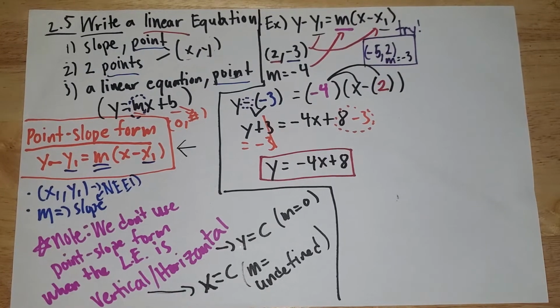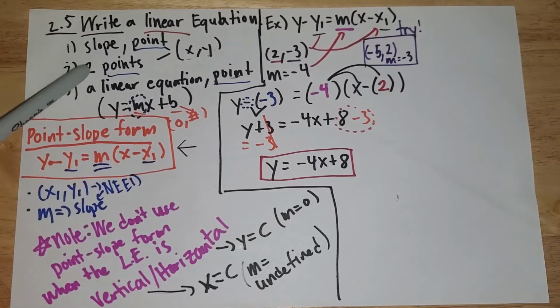And then make sure you write your answer in slope-intercept form. Again, if you want to try it. If not, it's alright. You'll do some homework on this. But now let's look at how it is with 2 points.